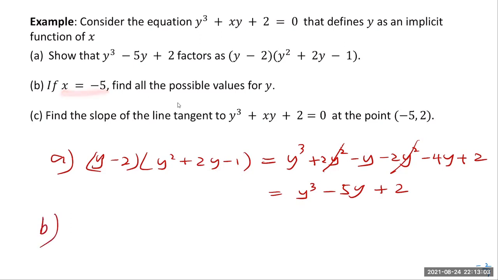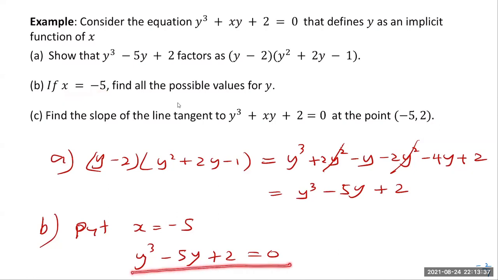If x is minus 5, find all possible values for y. Okay. So what you do is you plug in x is equal to minus 5 in the equation given to you. If you plug in x is equal to minus 5 in this equation, you get y cubed minus 5y plus 2 is equal to 0. That's what you get. Remember, you need to find all the y values such that x is minus 5. That means you need to solve this equation. You need to find all the y values that satisfy this equation. How do you find y values that satisfy this equation?